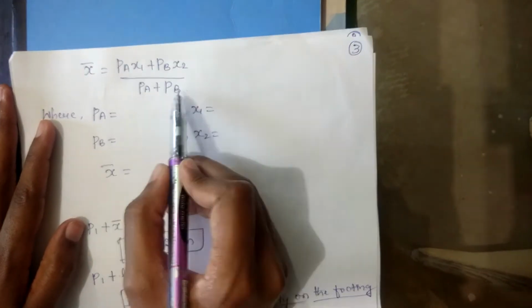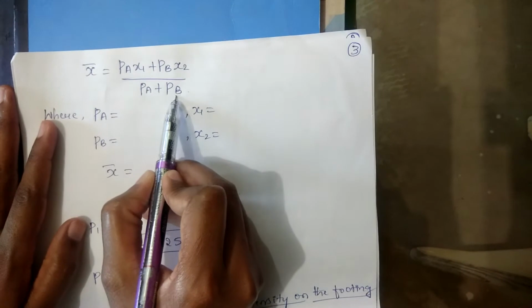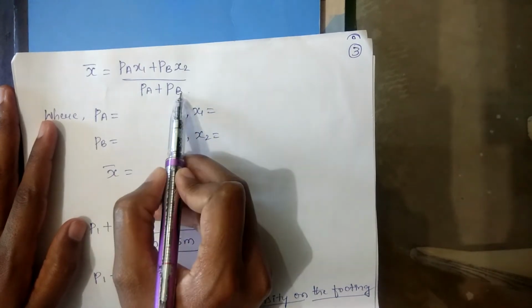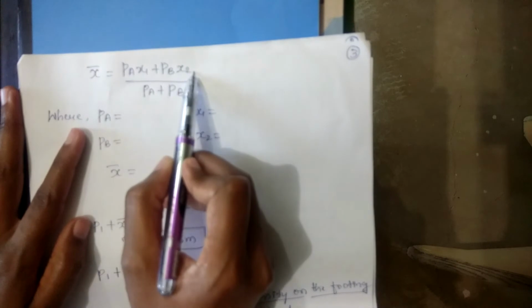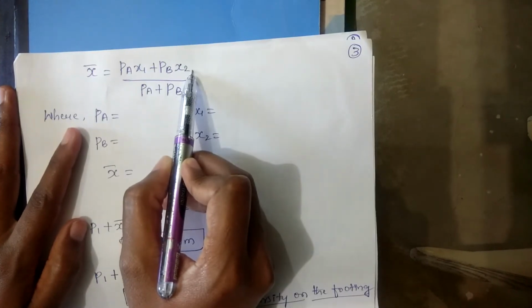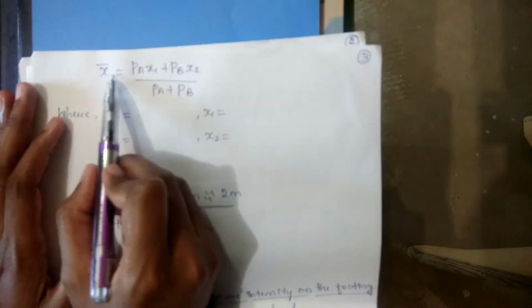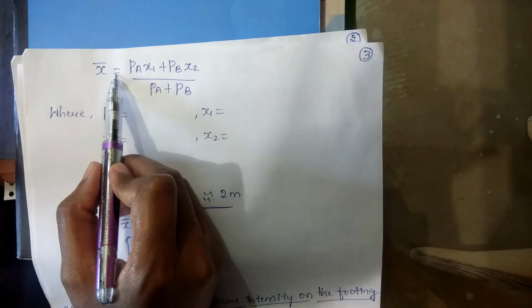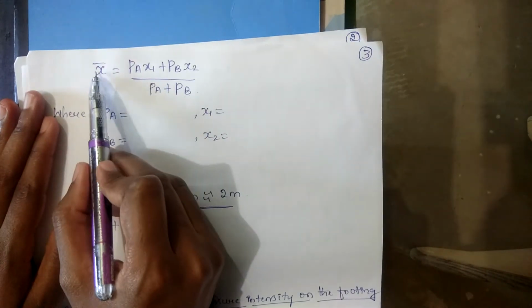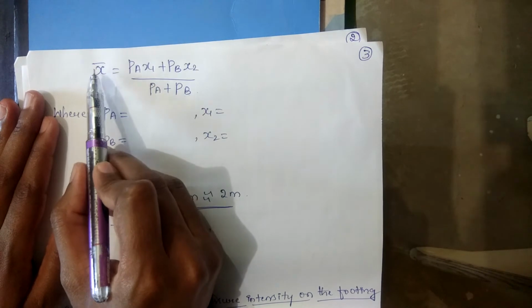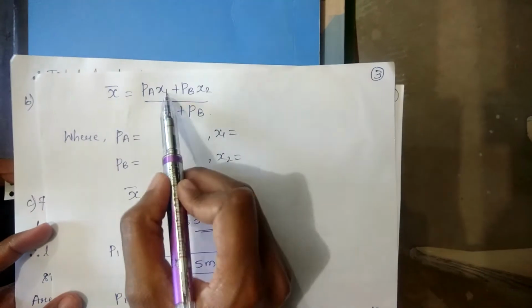To find the distance x bar, the formula is PA into x1 plus PB into x2 divided by PA plus PB. Here PA, PB represent the loads which are acting on the columns A and B, whereas x1, x2 represent the distance of the CG of the column with respect to the reference axis, and distance x bar represents the distance of the centroid of the footing with respect to the reference axis. Now we have to mention the distances x bar, x1, x2 within the figure. Now let us mention those three distances.